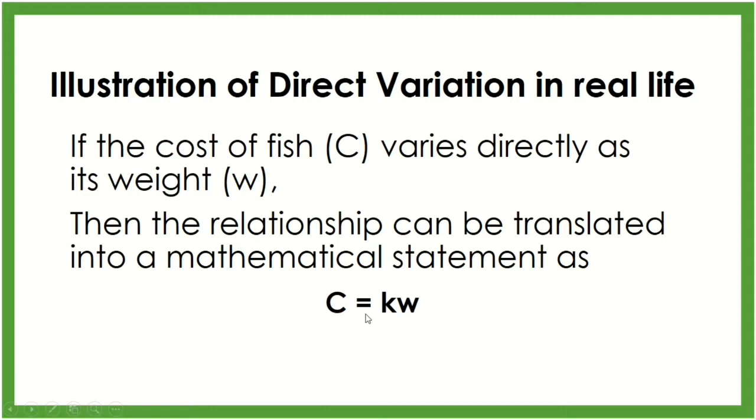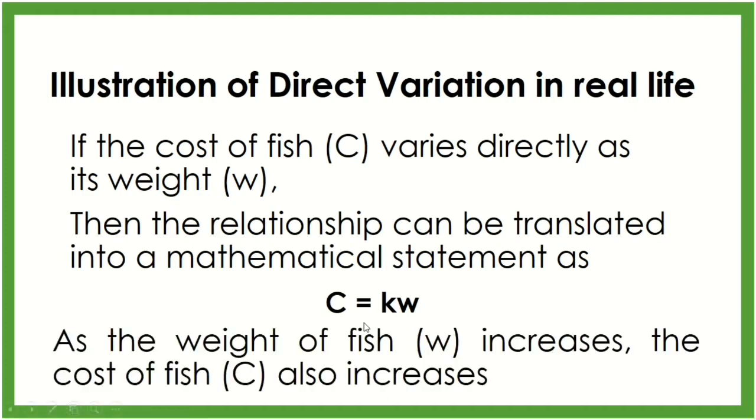And then, equals, K is the constant of variation times the second quantity, which is the weight, represented as W. So, this is our equation. C equals K times W. It means that as the weight of fish increases, the cost of fish also increases. Habang bumibigat yung weight ng fish, tumataas naman ang presyo ng fish.